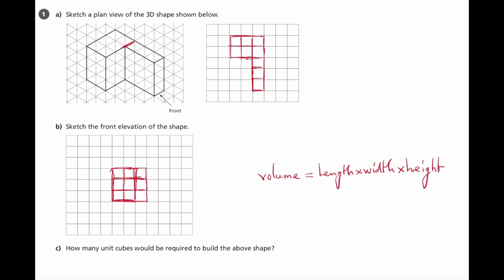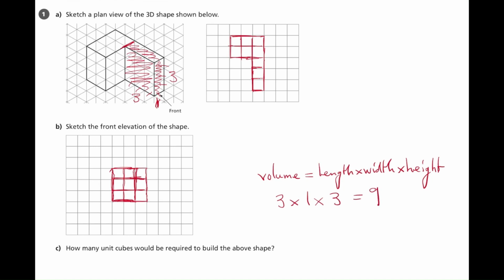So if we look at the cuboid on the right hand side, this has a length of 3, a width of 1, and a height of 3. So the number of cubes will be 3 multiplied by 1 multiplied by 3, which gives us 9.